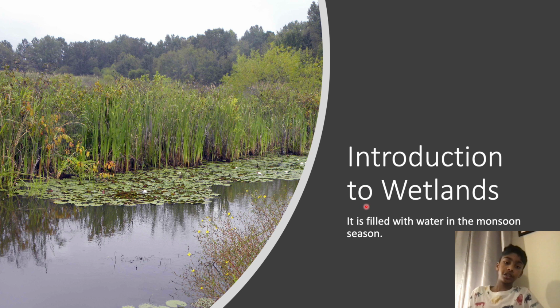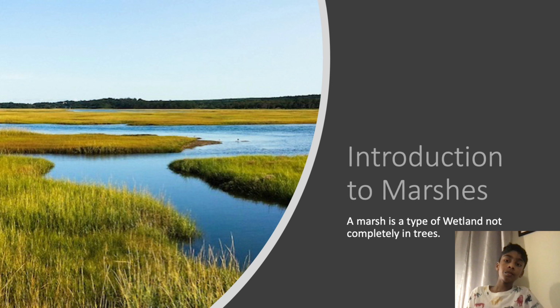Introduction to wetlands. So it is filled with water in the monsoon season. So that's the rainy season. Introduction to marshes. So a marsh is a type of wetland, not completely in trees. That's the thing. So they don't have as many trees as you would have in a normal wetland or in a swamp.